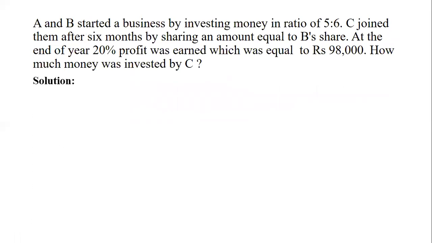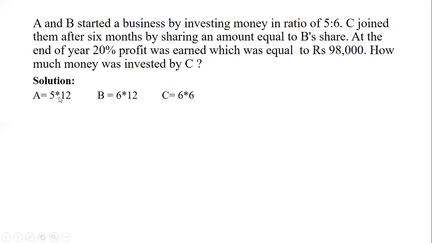In the same way, A and B started a business by investing money in the ratio 5:6. C joined them after 6 months with an investment equal to B's share. So it means the same 6. We can take it as 5x, 6x, or we can also assume A invests 5 rupees, B invests 6 rupees, and C also invests 6 rupees.